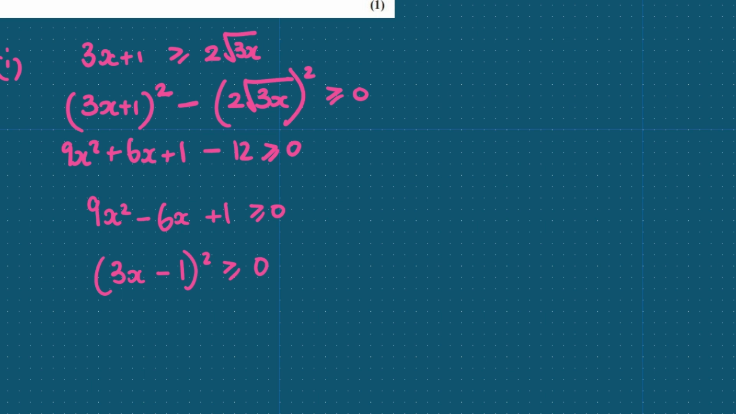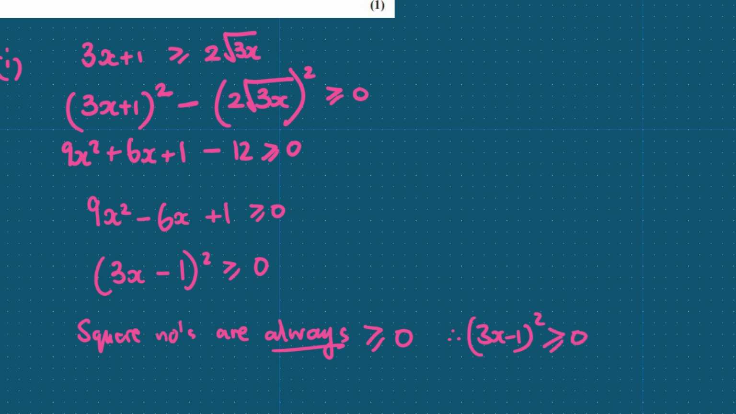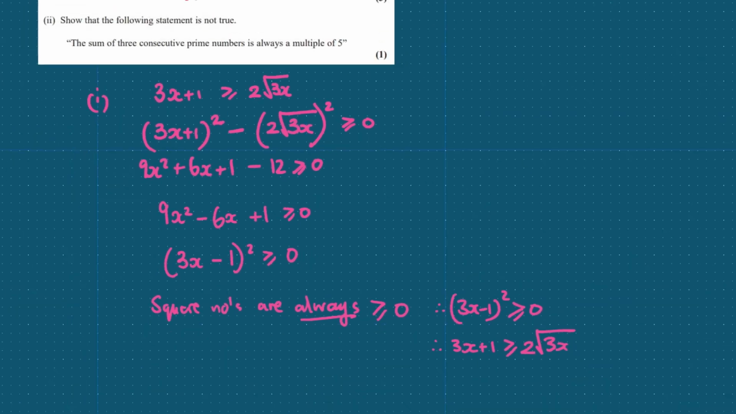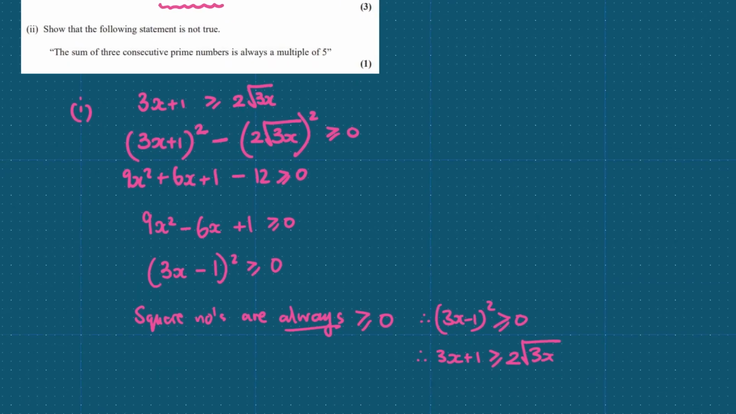Again, I need to finish with a conclusion. You must have that conclusion. Something along the lines of: square numbers are always greater or equal to 0. Therefore, 3x minus 1 squared is greater or equal to 0, and therefore 3x plus 1 is greater or equal to 2 root 3x. That was the first part of this question.